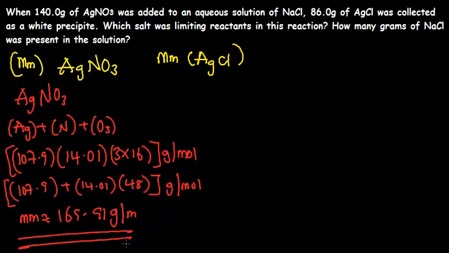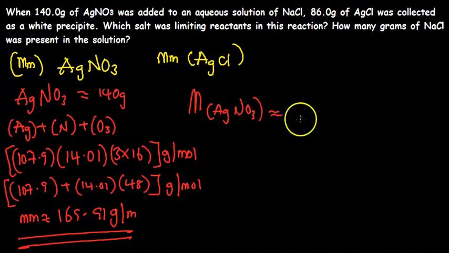So what about the moles? Since we have found the molar mass, and we know that the mass of silver nitrate is given to be 140 grams, the next thing we need to do is to find the moles. In this case, the moles of silver nitrate is simply going to be the mass divided by the molar mass.